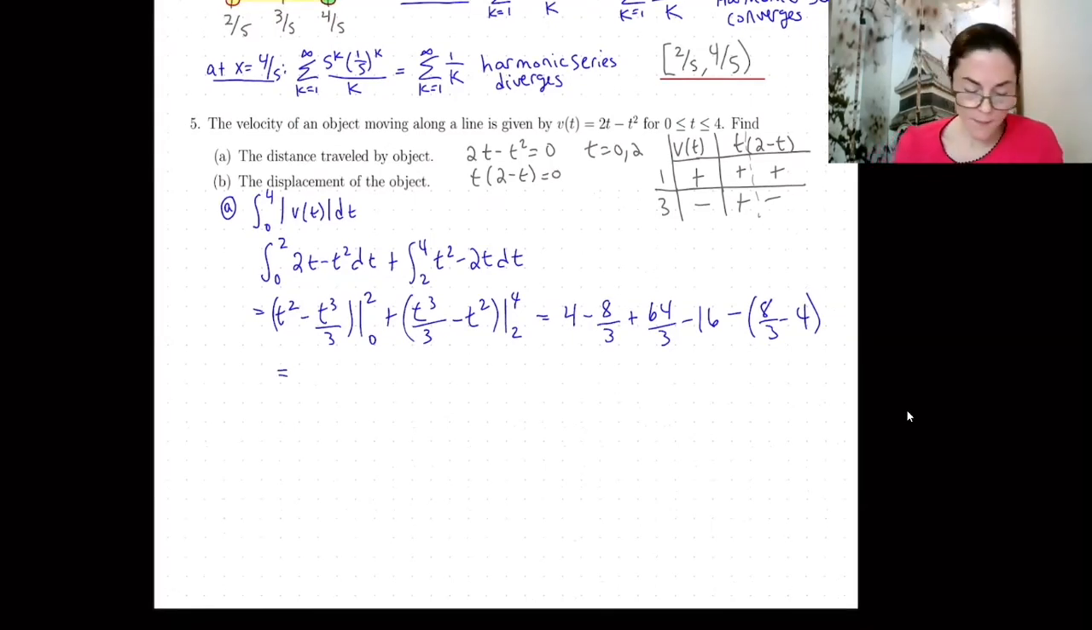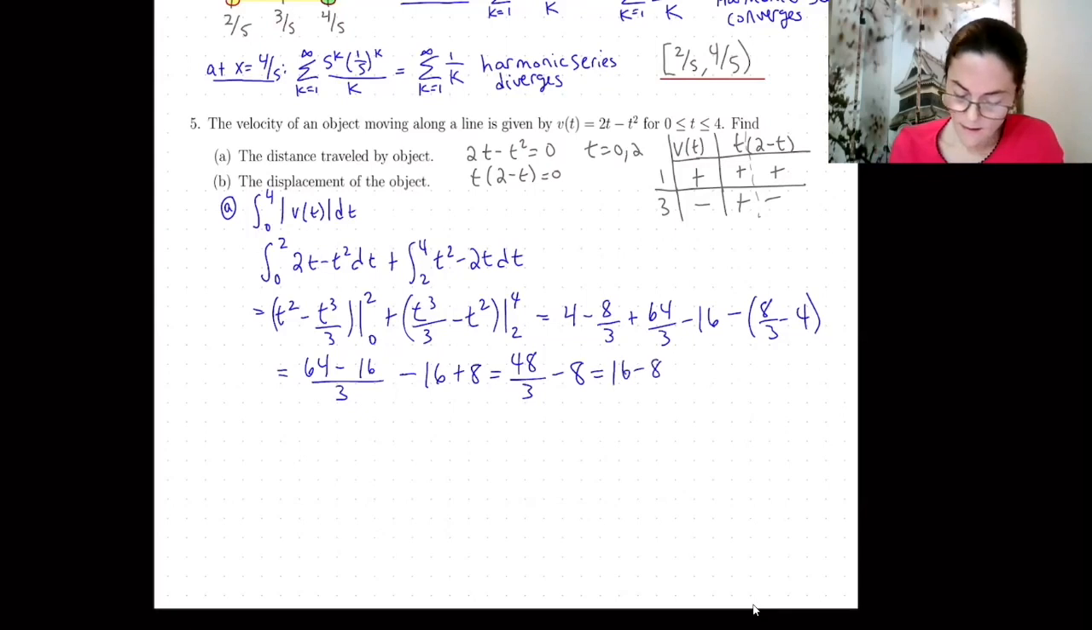64 thirds, I'm going to do the thirds part first. 64 minus 16 over 3. And then we have minus 16 plus 8, 48 over 3. And then minus 8, 8. This is the total distance traveled, part A.